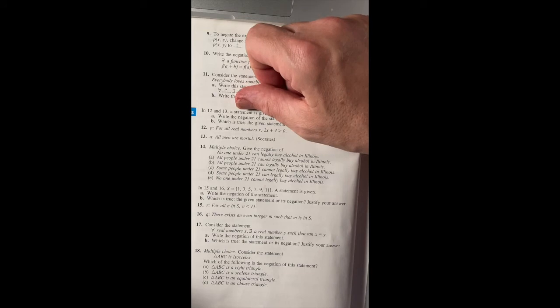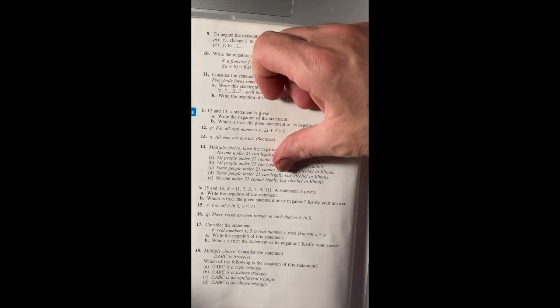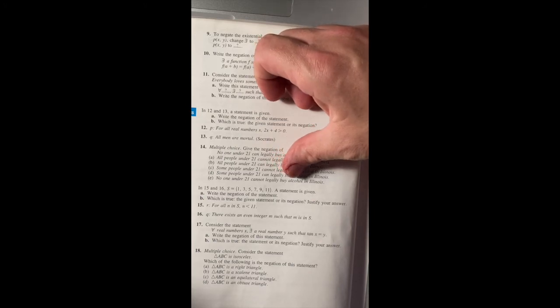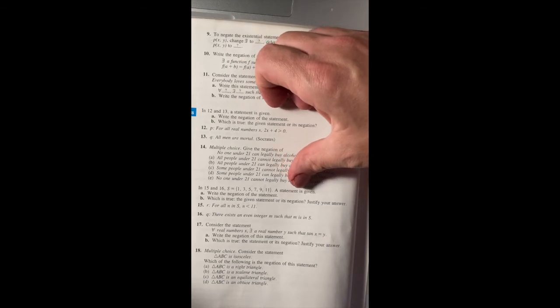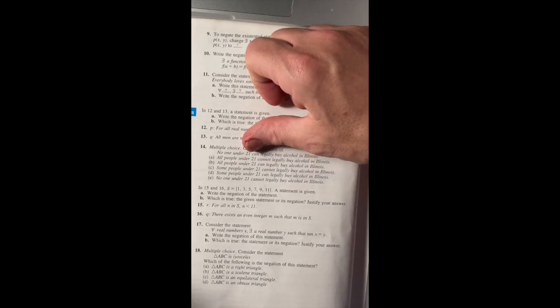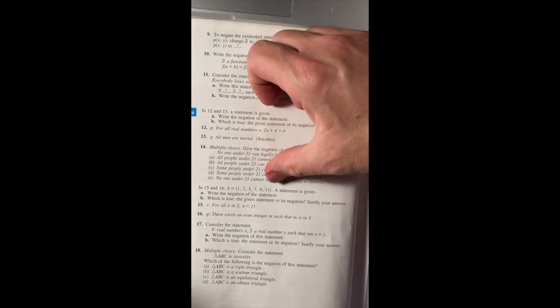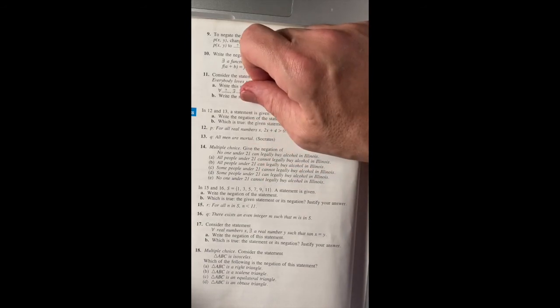In 15 and 16, you're given a set, and then a statement is given. Write the negation of the statement, and then say which is true, the statement or its negation, and justify your answer. So 15: for all n in S, n is less than 11. And the negation would be there exists an n in S such that n is greater than or equal to 11. The negation here is true because 11 is part of the set. So there does exist an n in S such that n is greater than or equal to 11.